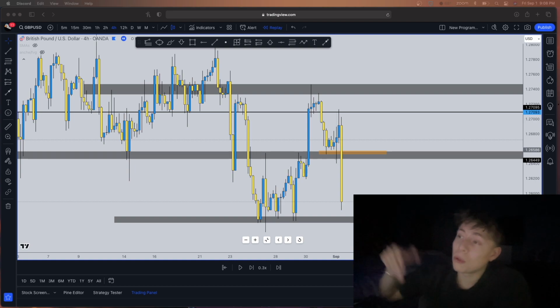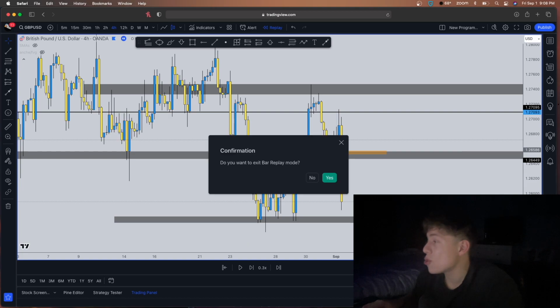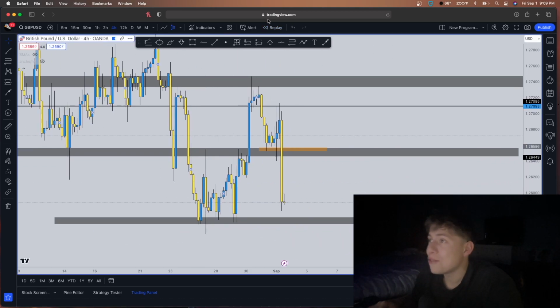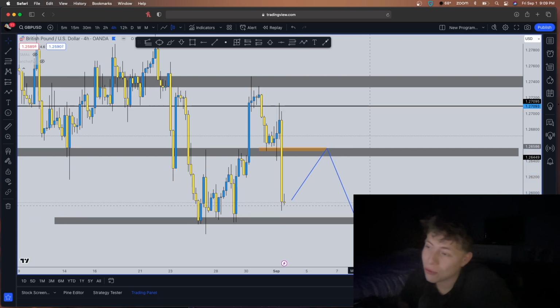But this is what we got, and if you ask me, going into next week, I do believe we're going to see a nice change in trend, where price is going to come up, retest this level, and drop.